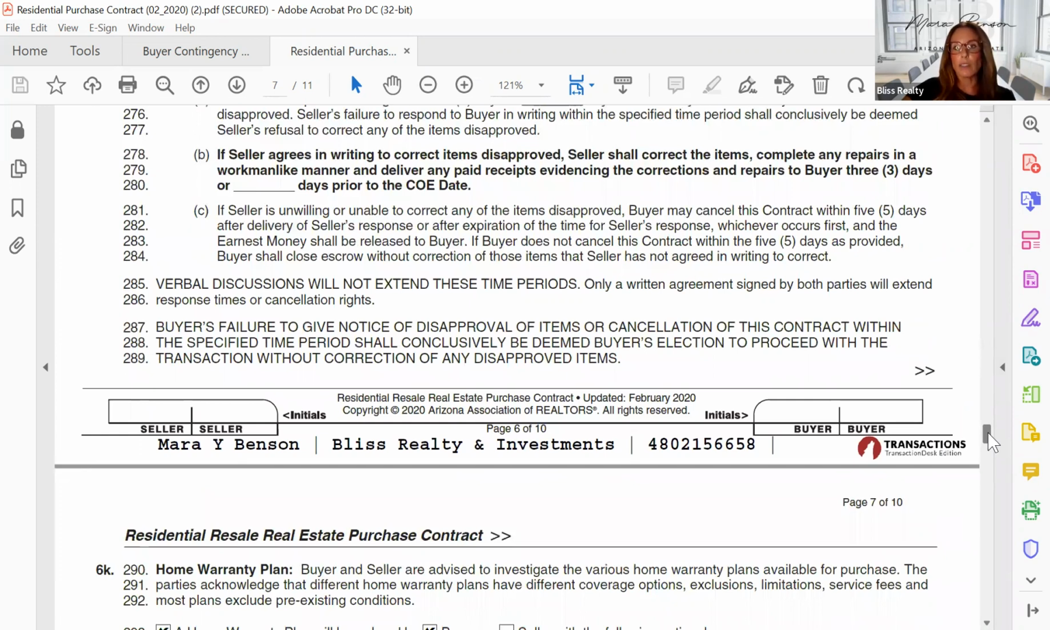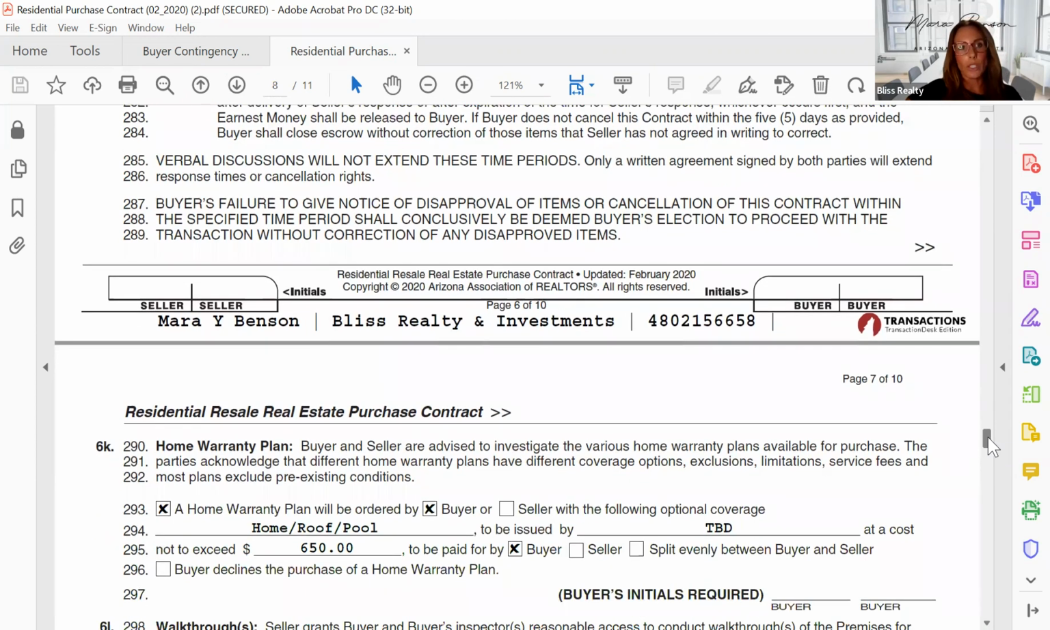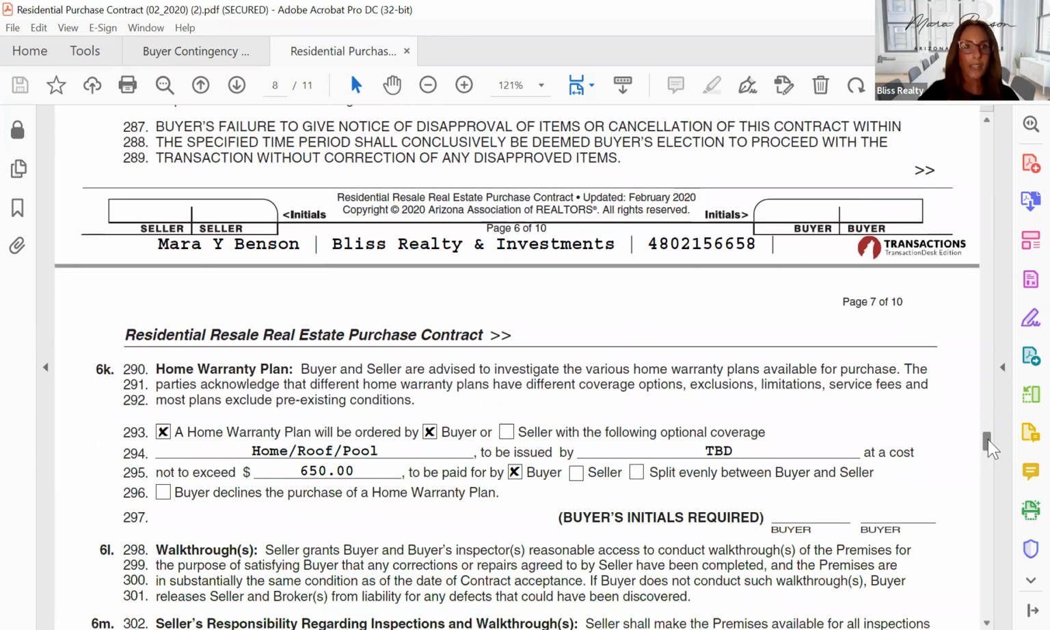But when you're sending the cancellations, you're sending it to title, and I don't like waiting until the last minute because they'll fight for that earnest money. So you've got to be really careful. But read your contracts. It's really important you guys read the contracts because these get updated.